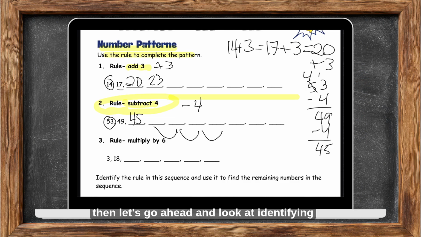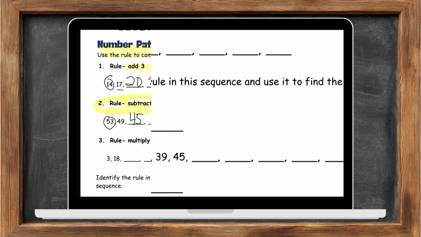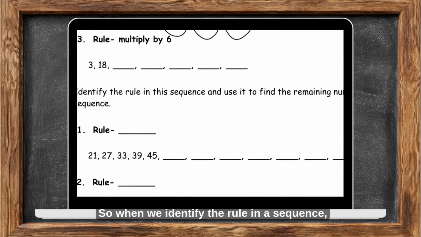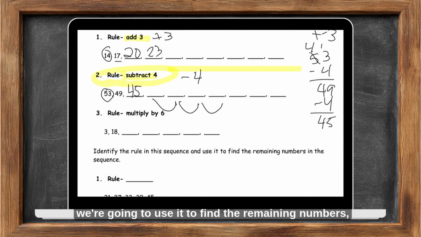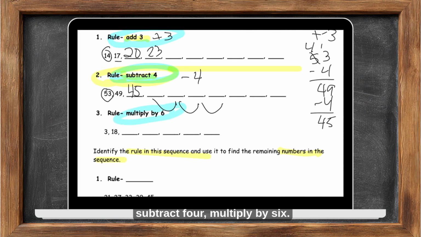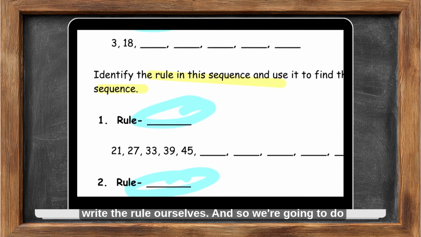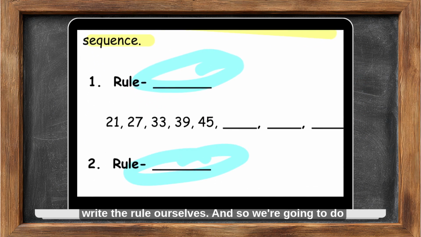And then let's go ahead and look at identifying the rule in a sequence next. So when we identify the rule in a sequence, we're going to use it to find the remaining numbers, kind of like how we did with the pattern. But the rule is we have to say what the pattern is. So up here, I told you the rule was add 3, subtract 4, multiply by 6. And then as you can see here, it's left blank. So we have to discover what that pattern is and write the rule ourselves. And so we're going to do number 1 here, and I'll have you try number 2.